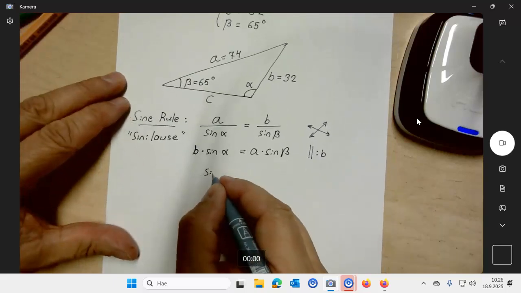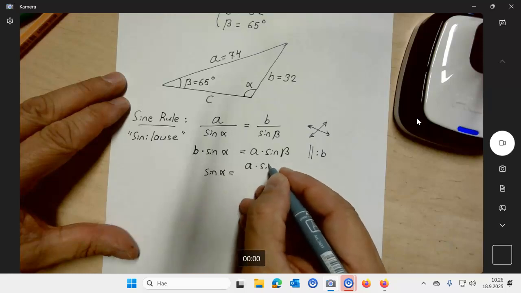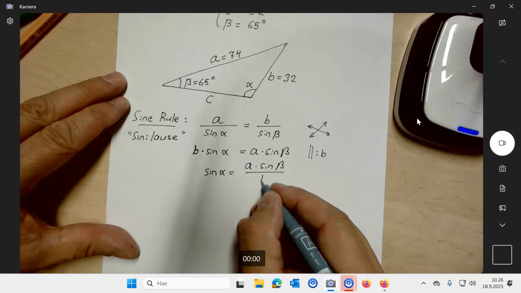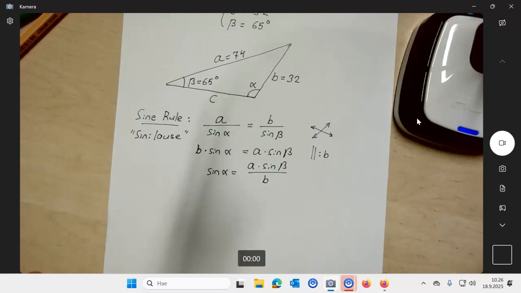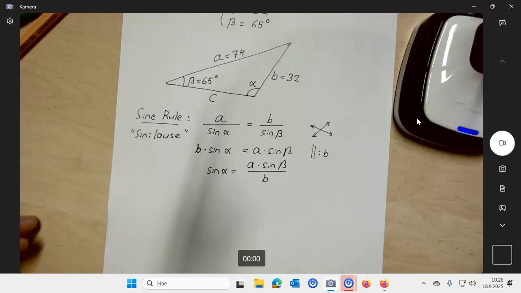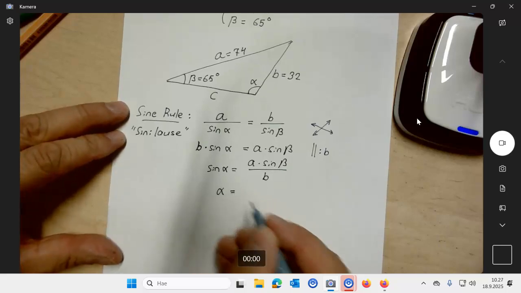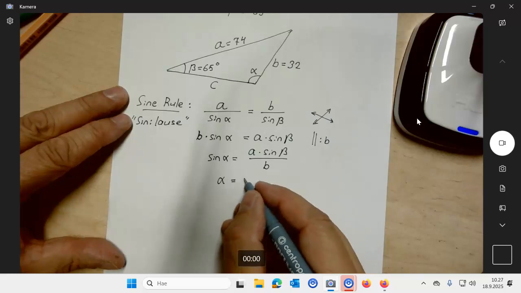So we get sine alpha equals A times sine B divided by B. And now we have the same situation as we had in the right angle triangle in those last two problems in that test. There we wanted to find out the angle, and there we needed to use inverse function. So here we will solve the alpha by using inverse sine.